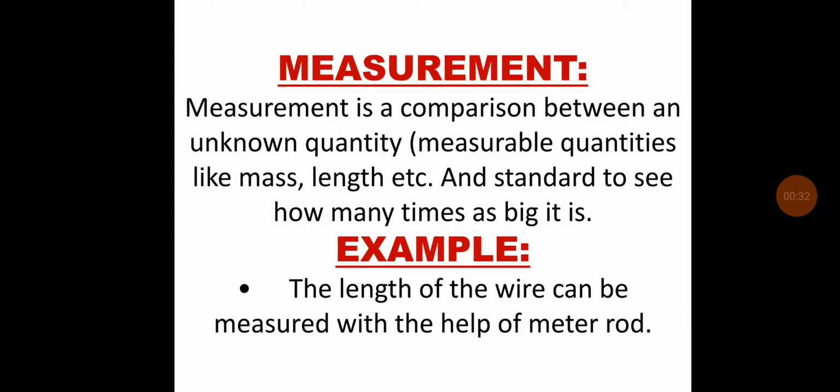What is measurement? Measurement is a comparison between an unknown quantity and the standard to see how many times as big it is. Now, what is an unknown quantity? These are the measurable quantities like mass and length. For example, if you want to find the length of a wire, it can be measured with the help of a meter rod. Similarly, time is measured by a clock or wristwatch. If we want to find the temperature of a body, we have a device called a thermometer by which we can easily find the temperature.